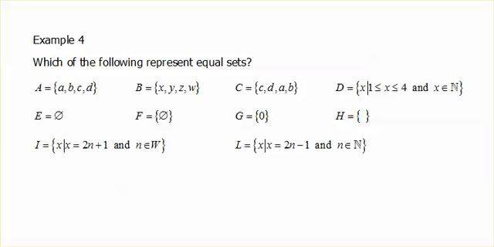Now I will tell you that 3 of them are equal sets, the others are not, so that may help you a little bit. I also want to remind you that this N means the natural numbers, the counting numbers 1, 2, 3, 4, 5, on and on and on. W represents the whole numbers, and the whole numbers start at 0 and then go 1, 2, 3, 4, 5, on and on and on.